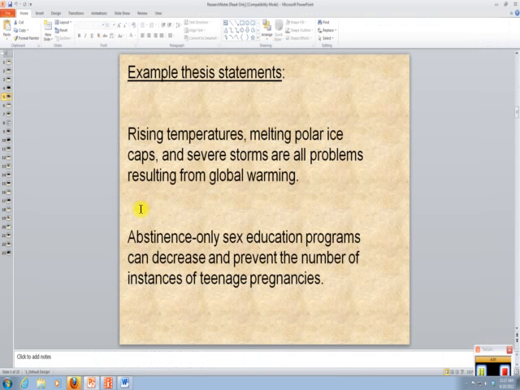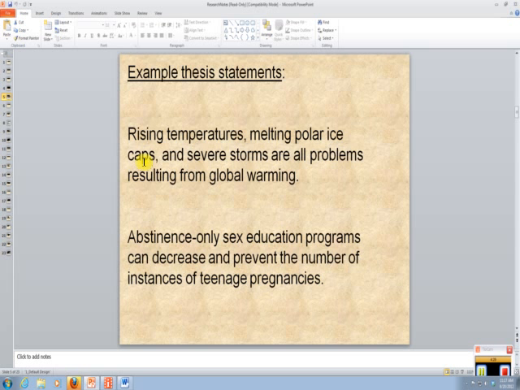Now, the two examples that are in the Research Notes PowerPoint deal specifically with global warming and sex education programs, and I want you to look at the way that these are worded and the direction that these papers are taking. Global warming is a hot button issue that's been around for the last 10 or 15 years, where many people think that global warming does exist and that it's causing problems with the earth, and many people think that it's something that's just made up by politicians.